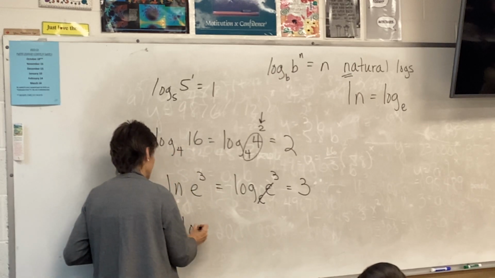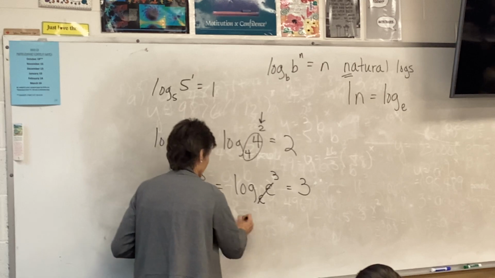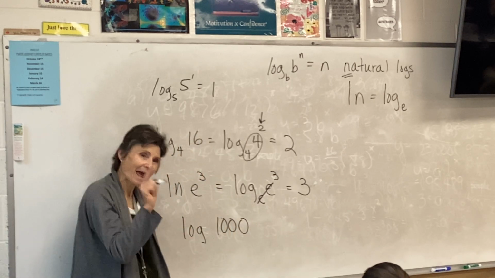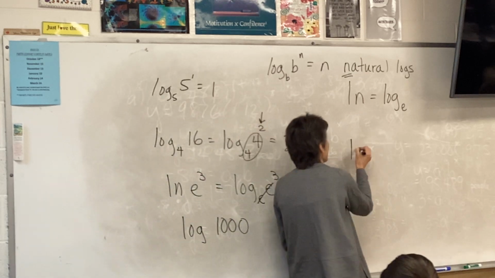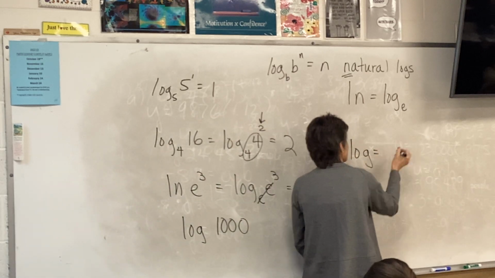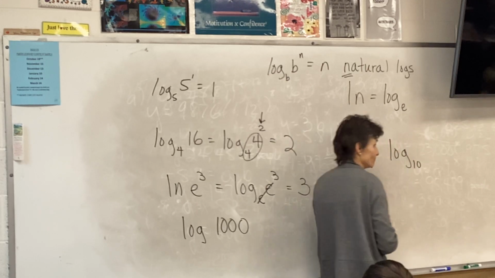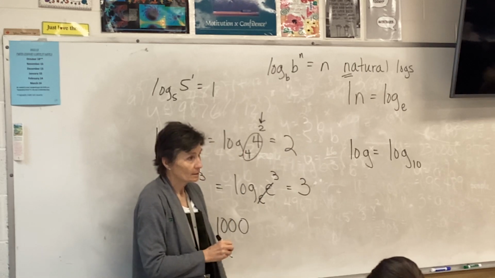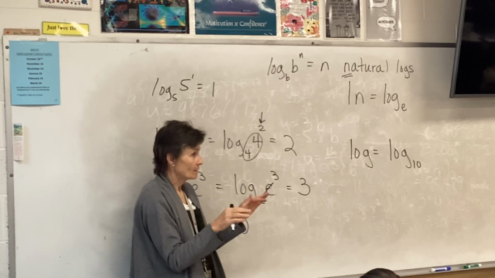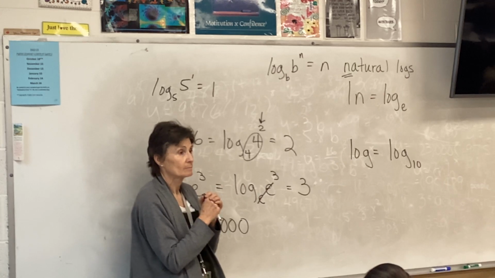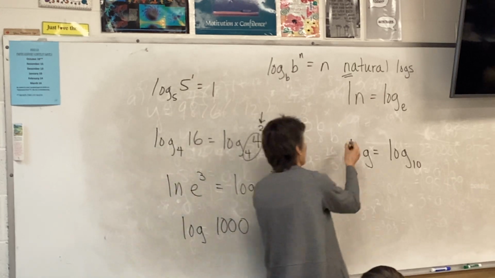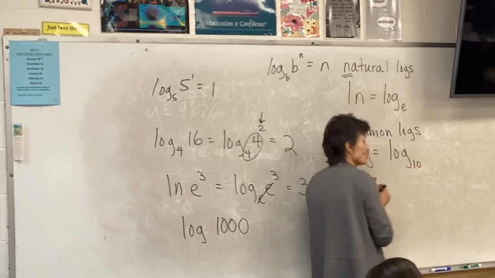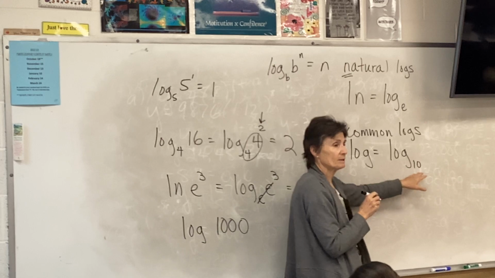Number 4. What's wrong with that? There's no base. Actually, there is, because LOG is the symbol for log base 10. Anytime you see a LOG with no base, you know it's a 10. These are called common logs. They are so common that we don't put the base in.